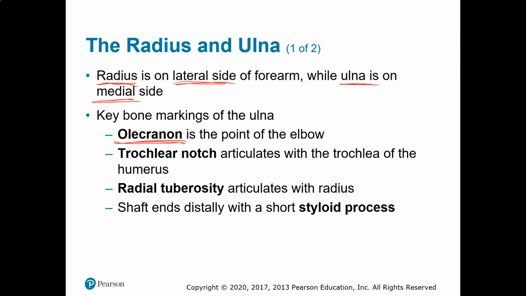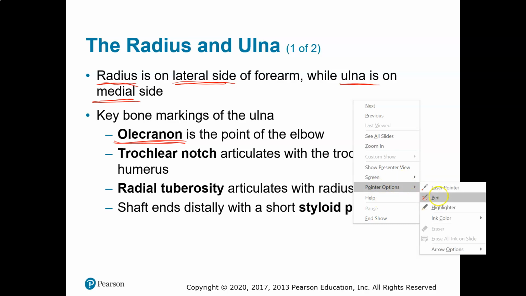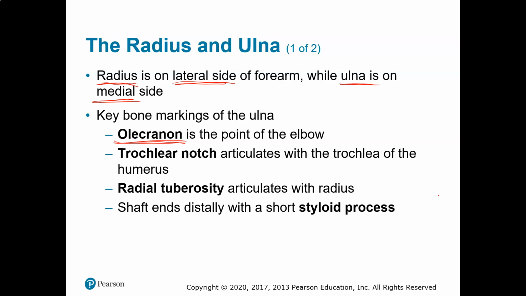This is part 2 of the second part of the skeletal system lectures, and this is where we left off. The olecranon is the body region name for the elbow region. So it's also the name for the point of the elbow on the ulna.